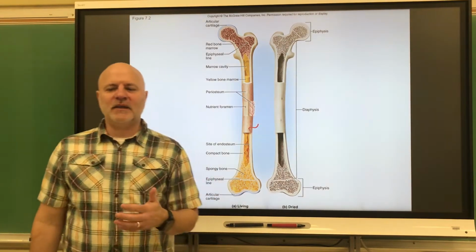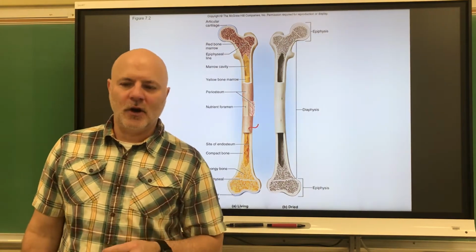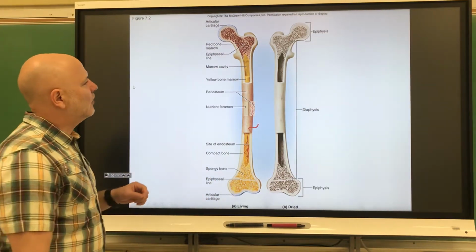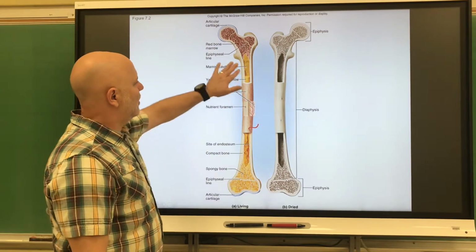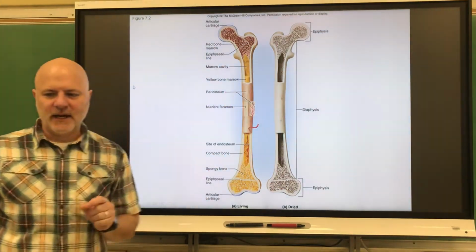All right, so let's take a look at the anatomy of bone. So let's first look at long bone anatomy. So we look at a long bone. This is showing a live long bone. Here's a dead long bone on that side.